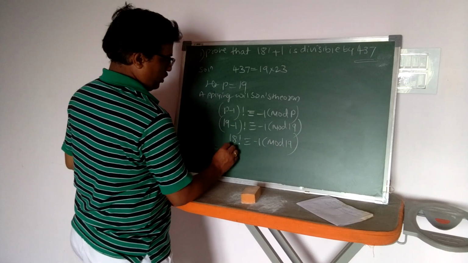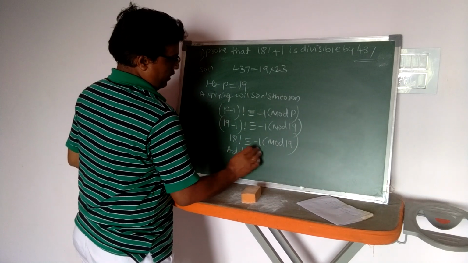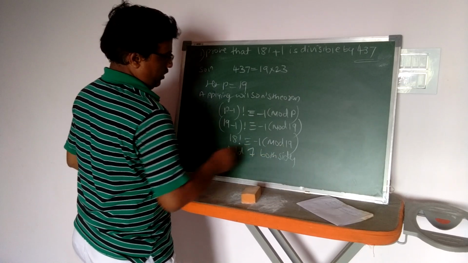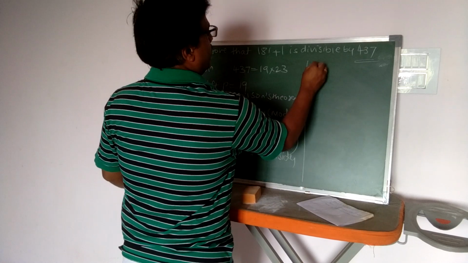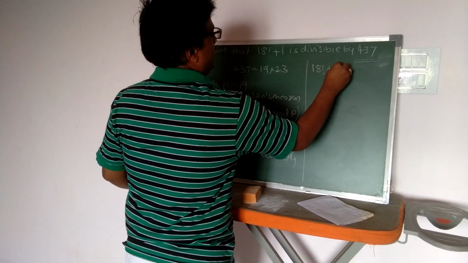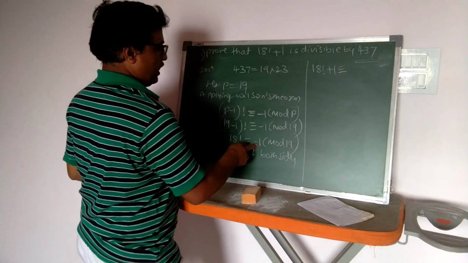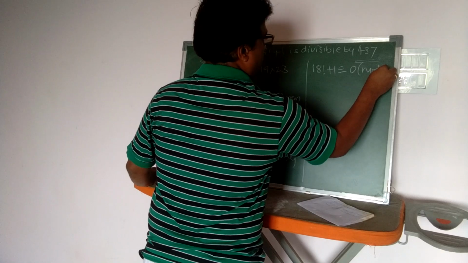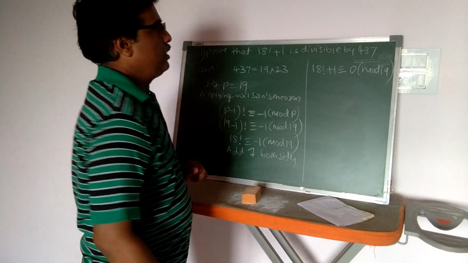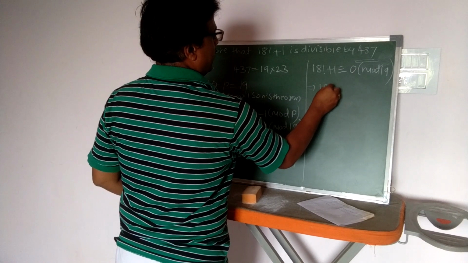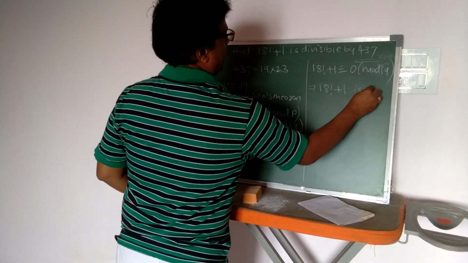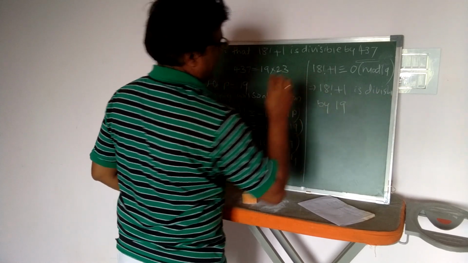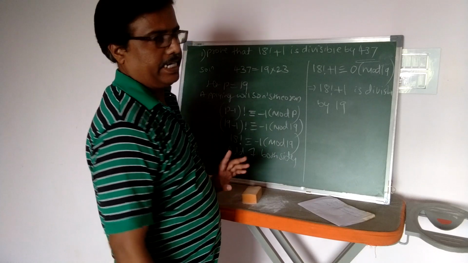Now add 1 on both sides. Then which gives 18 factorial plus 1 is congruent to, by adding 1 here, minus 1 plus 1 get cancelled, so it is 0 mod 19. Which implies 18 factorial plus 1 is divisible by 19.